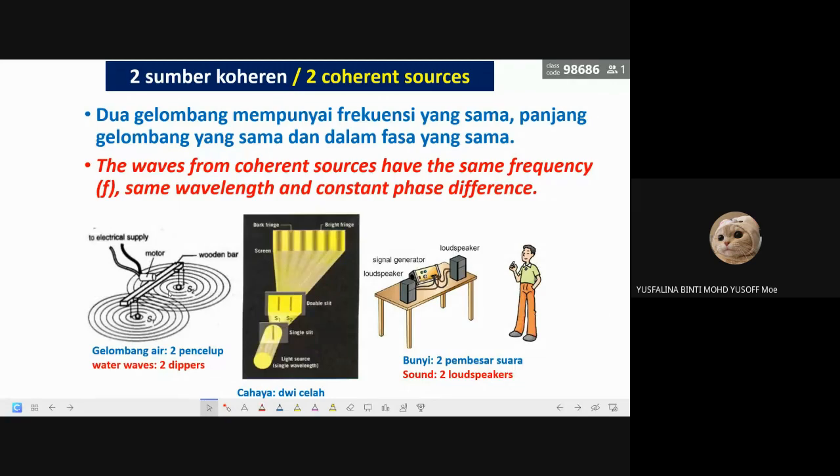All right, for interference, there are three ways. The first one uses water waves. Interference can also occur in light. And another one is sound interference.